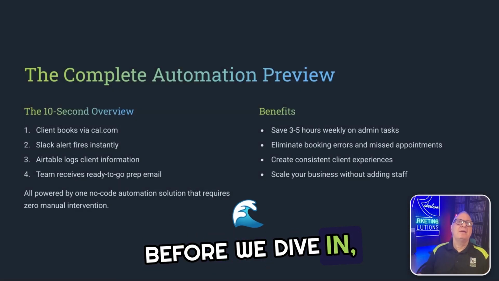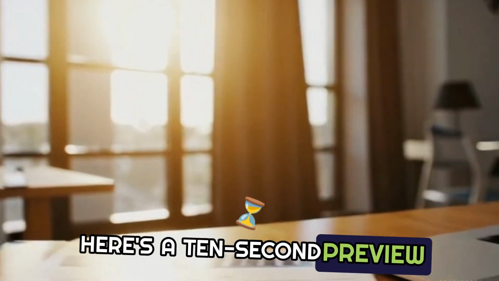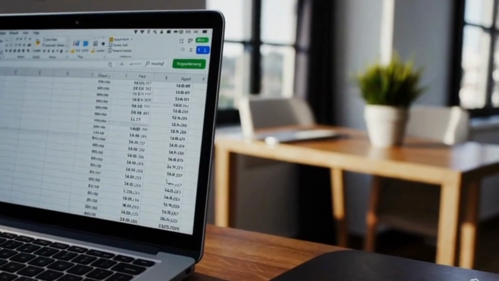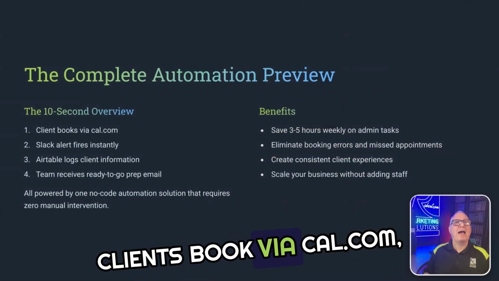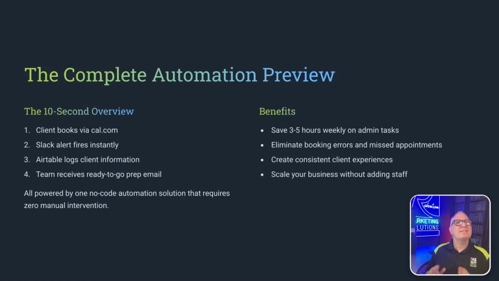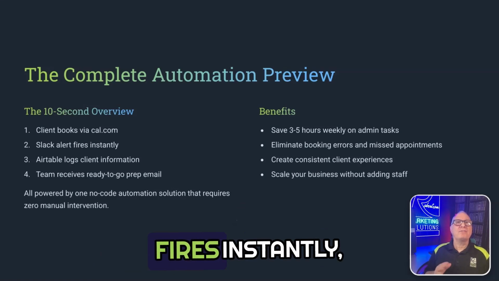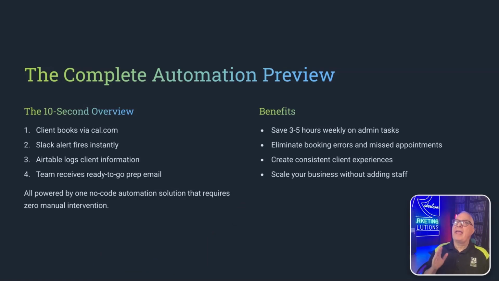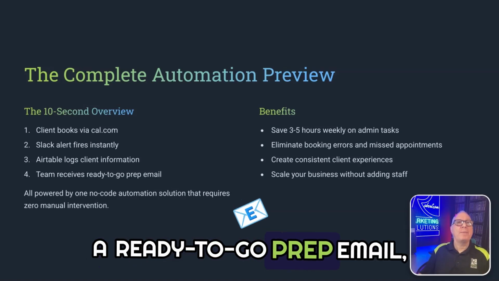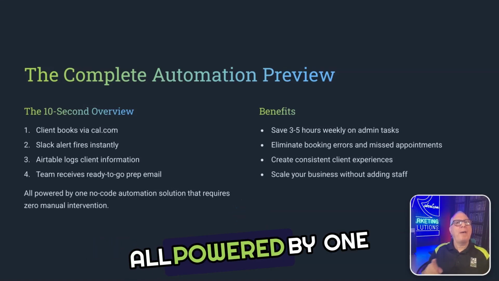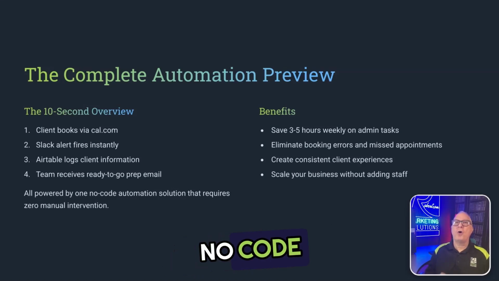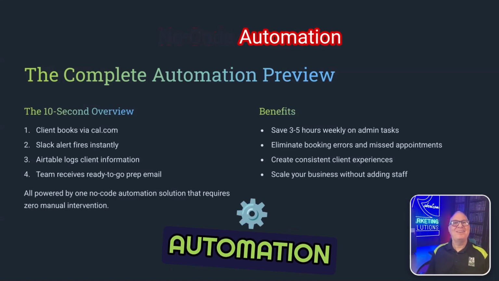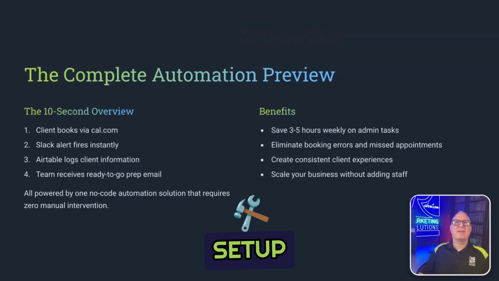Before we dive in, here's a 10-second preview of what you'll learn. Client books via cal.com, Slack alerts fire instantly, Airtable logs it, and your team gets a ready-to-go prep email, all powered by one no-code automation. Sound good? Let's start with the setup.